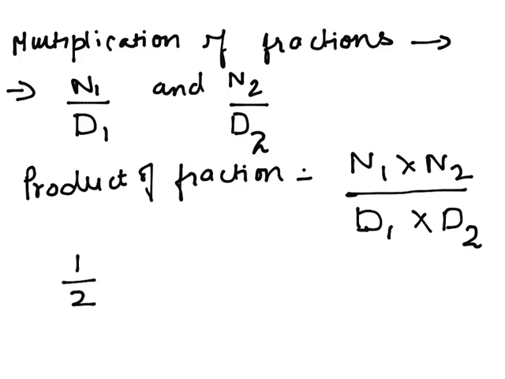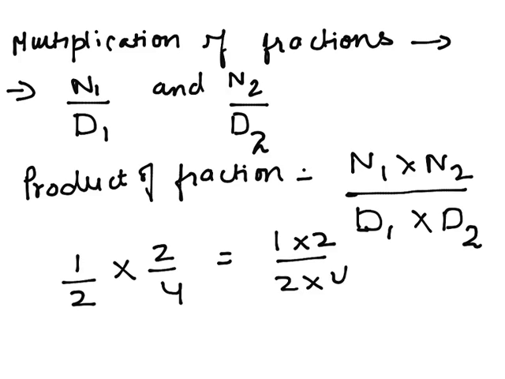Suppose we have 1 by 2 and 2 by 4. So what will we have? We will multiply 1 by 2 and 2 by 4. So we will have 2 by 8. Then we can change it into the simplest form, 1 by 4. So this is the rule to multiply any two fractions or more than two fractions. We have to multiply numerator with numerator and denominator with denominator.